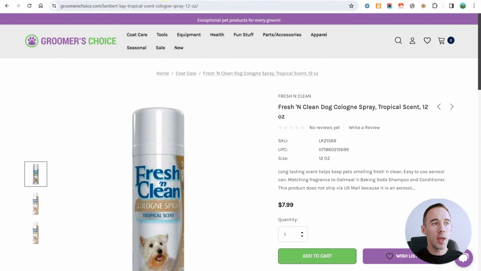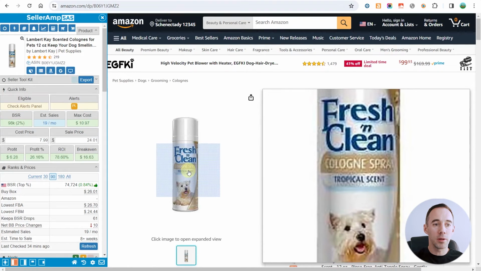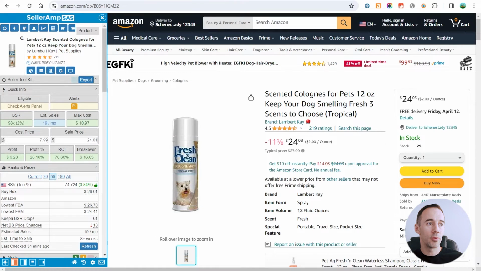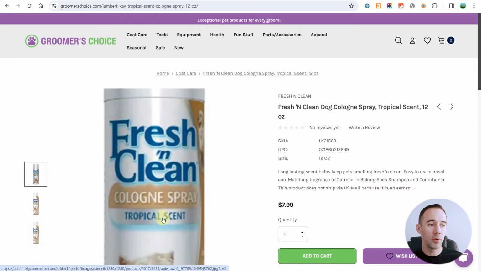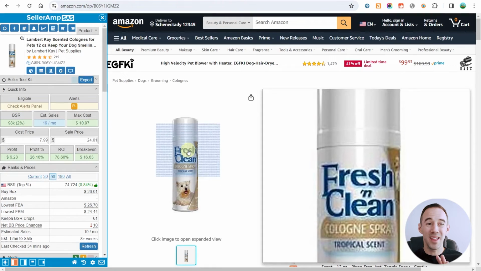Now, what I'm going to be really looking at is, are they the same products? I'm going to be checking it out, looking at the fresh, clean, tropical scent. We've got a freshening clone tropical scent here. So yeah, I'd probably say that's the same product.